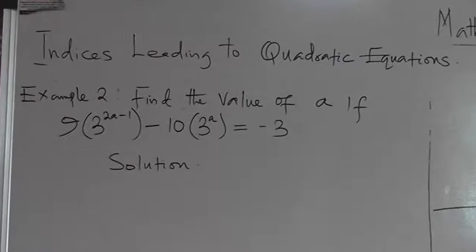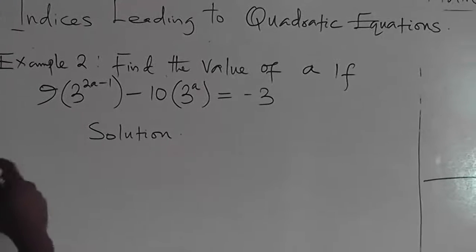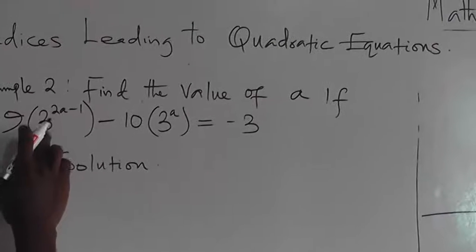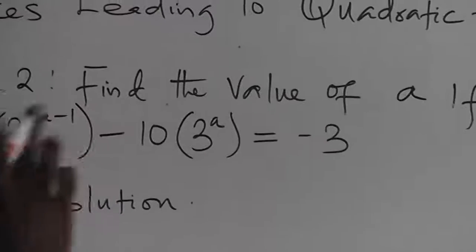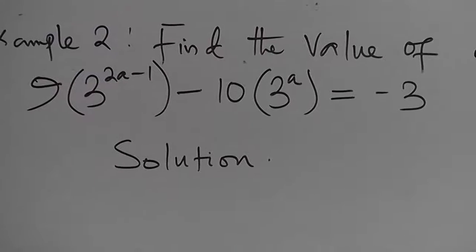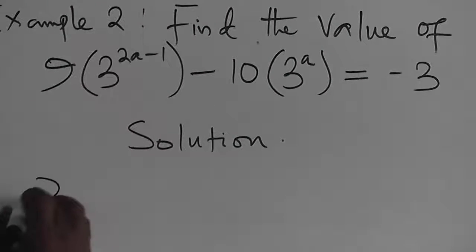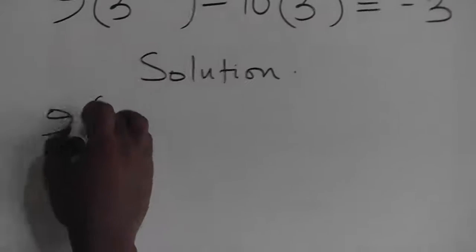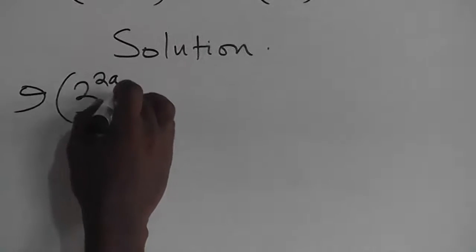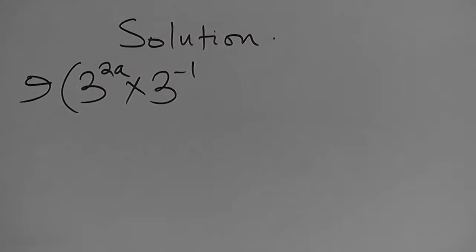Alright, we'll take example 2. That will be our final example for this class. Now you have 9 into bracket 3 raised to power 2a minus 1, minus 10 into bracket 3a, is equal to minus 3. You have your 9 into bracket 3 raised to power 2a. This is equivalent to times 3 raised to power minus 1. Please note that.